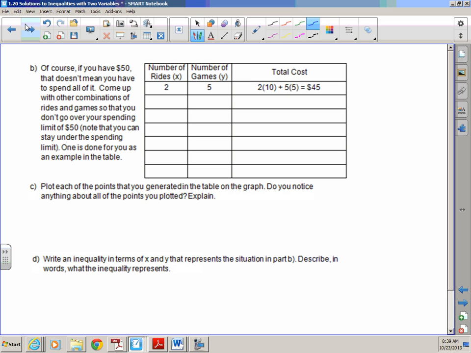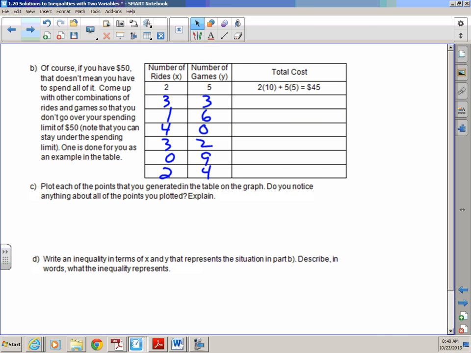So for example, 2 rides and 5 games, 3 rides, 3 games, 1 ride, 6 games, 4 rides, 0 games, 3 rides, 2 games, 0 rides, 9 games, and finally 2 rides and 4 games. Now there's other scenarios that you can have here. These are just the 6 of them that I chose.